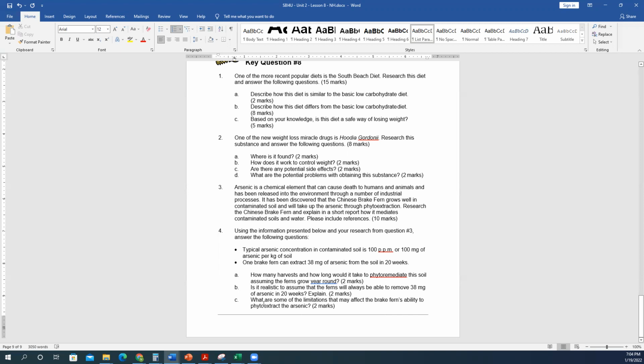And also B, is it realistic to assume that the fern will always be able to remove 38 milligrams of arsenic in 20 weeks? And talk about this. Is this reasonable? Yes, no, why? And in C, what are some of the limitations that may affect this plant's ability to phytoextract the arsenic? So based on some of the stuff that we talked about, what would be some things that might limit this plant's ability to do what it's supposed to do, to phytoextract?